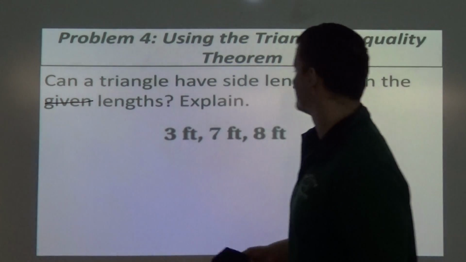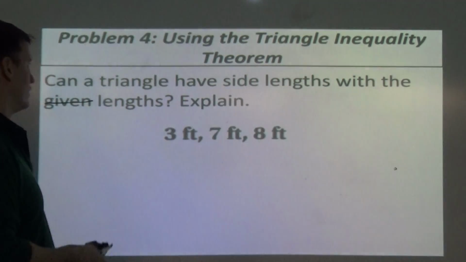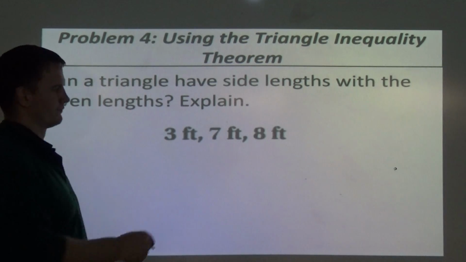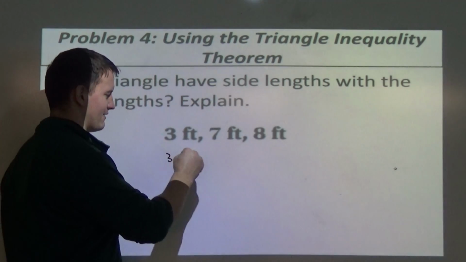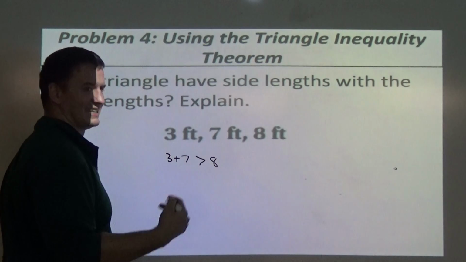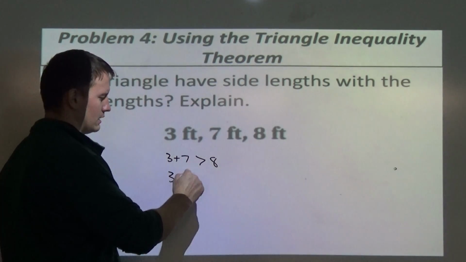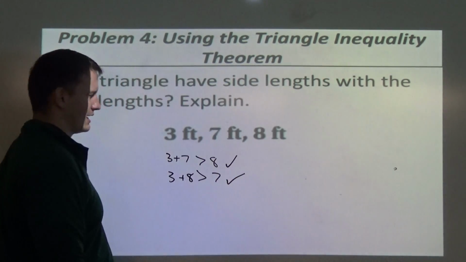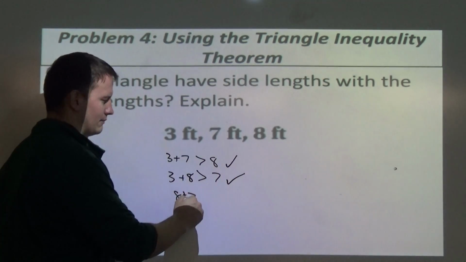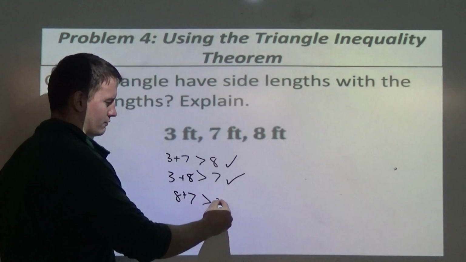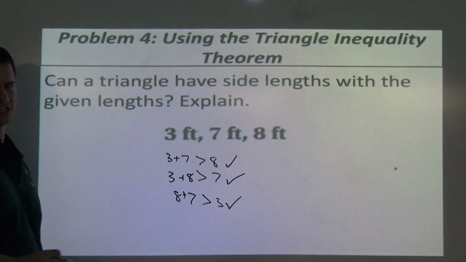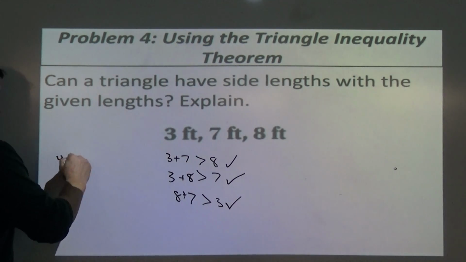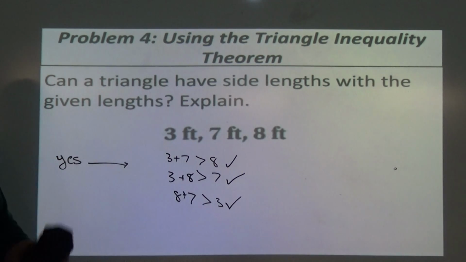So, can a triangle have the given side lengths? Explain. 3, 7, and 8. Well, 3 plus 7, is that greater than 8? Yes. What about 3 plus 8? Is that greater than 7? Check. And the last one is 8 plus 7 greater than 3. Yes, that checks out. So all of those work. So, yes. What's my explanation? That's my work. That's how we know.